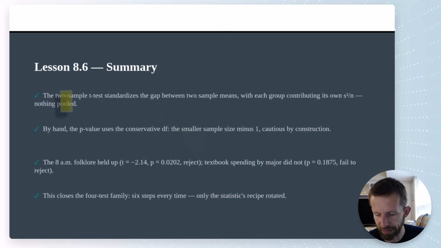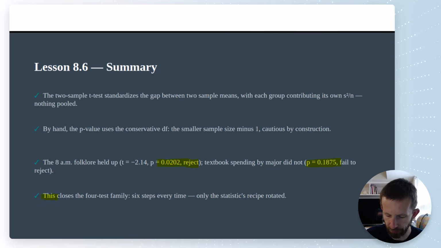So the two-sample t-test standardizes the gap between two sample means, with each group contributing its own standard deviation squared over n. Nothing is pooled. By hand, the p-value uses the conservative degrees of freedom, smaller sample size minus 1. In the first situation, the small p-value was enough to reject. In the second situation, the big p-value was not enough evidence to reject.